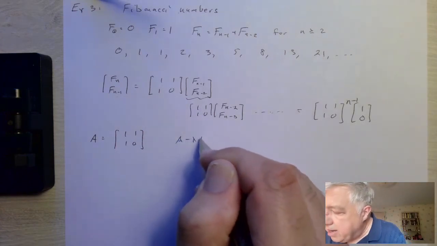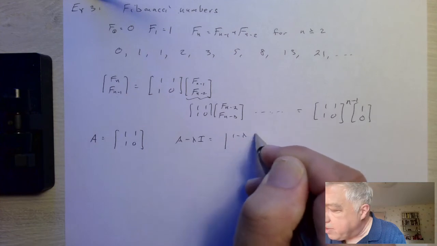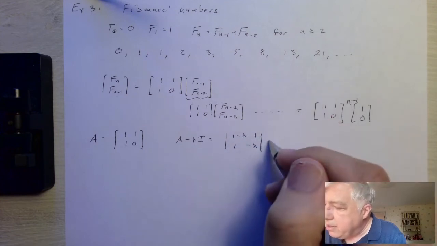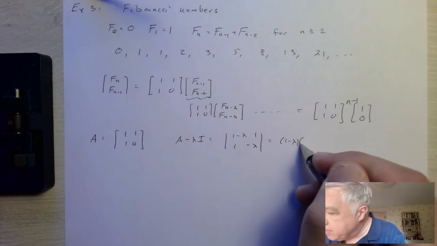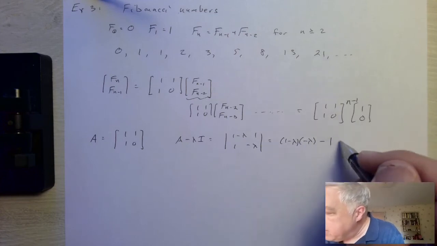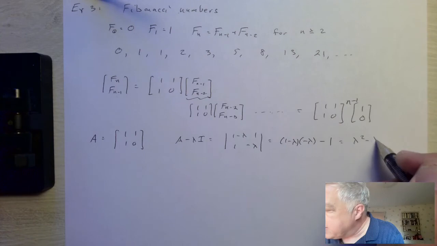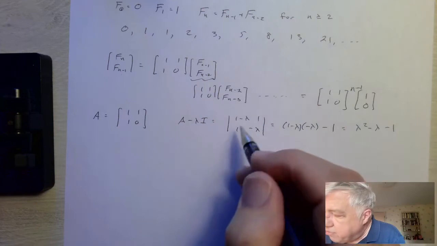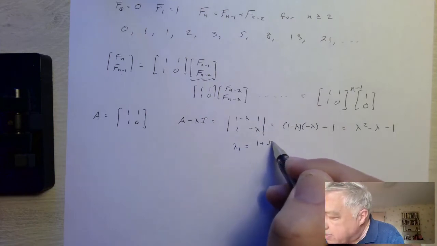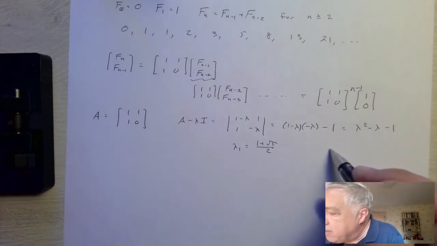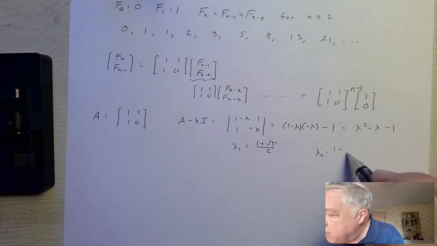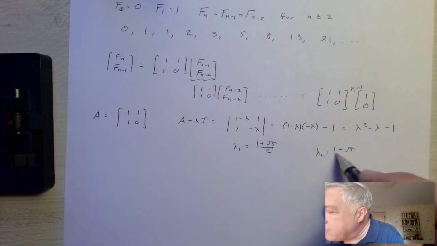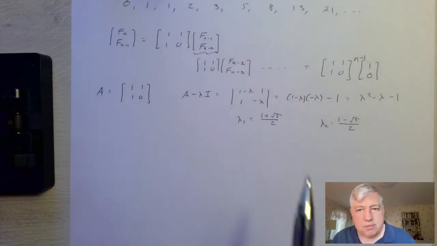So A minus lambda I is 1 minus lambda, 1, 1, minus lambda, which gives (1 minus lambda) times (minus lambda) minus 1, which is lambda squared minus lambda minus 1. Now, this is a second degree polynomial. It doesn't factor nicely. We have to use the quadratic formula, and in fact the roots are lambda 1 is 1 plus the square root of 5 over 2, and lambda 2 is 1 minus the square root of 5 over 2, which we've seen before in some other lectures.